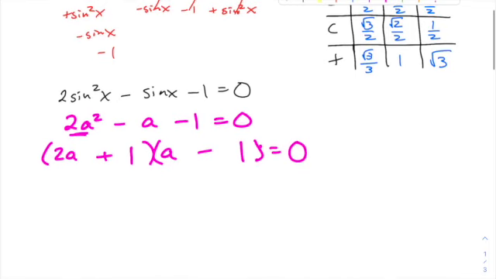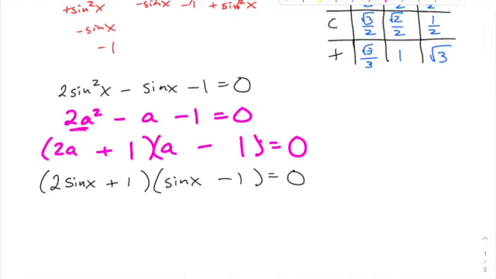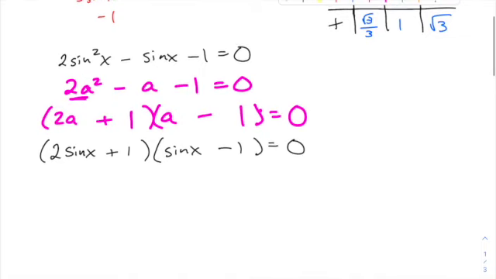But now that a was standing in place of sine of x, and the 2 was standing in place of 2. So that's 2 sine of x plus 1, and in the second binomial, that would be just sine of x minus 1. You can always FOIL it out to check if you don't trust the factoring. Make sure you're good. But we have factored it now, and like always, now we just set each factor equal to 0 and solve.